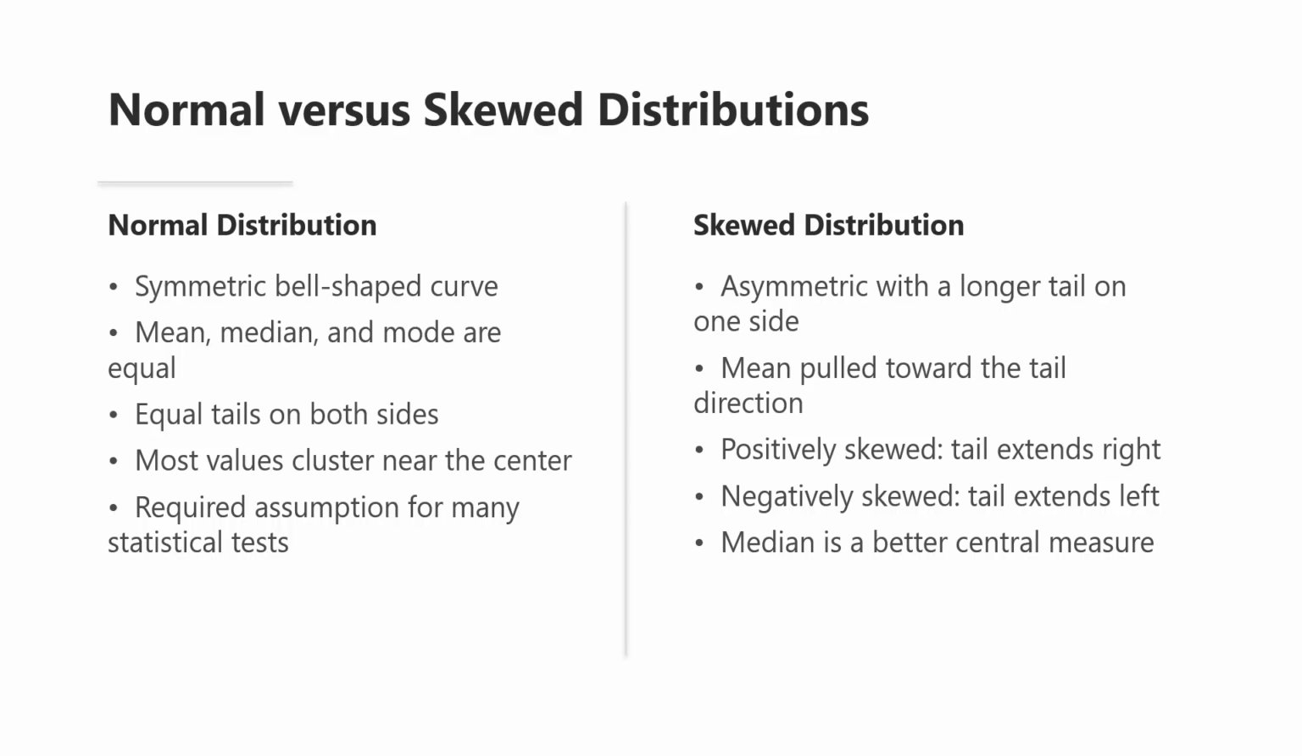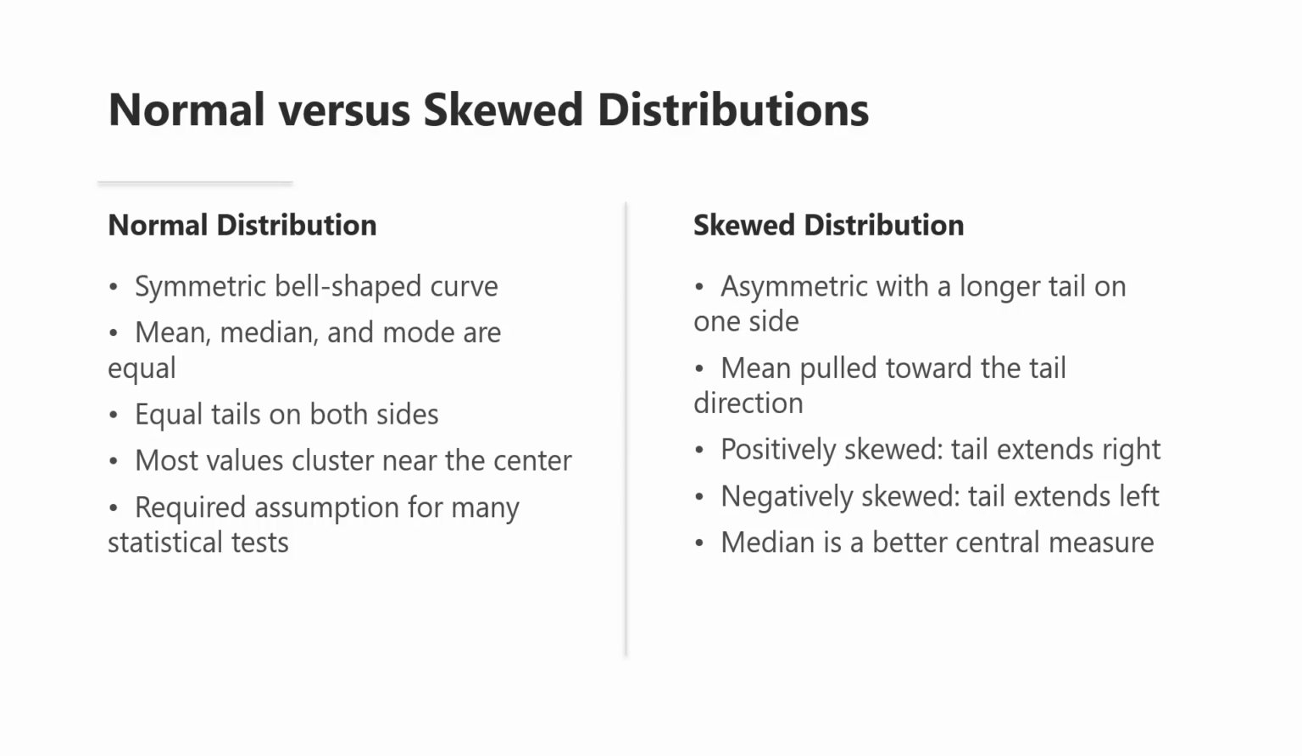A negatively skewed distribution, also called left skewed, has a longer tail extending to the left toward lower values. In a negatively skewed distribution, the mean is less than the median because the extreme low values pull the mean to the left. Test scores on an easy exam are a classic example of negative skew because most students score high while a few score very low.